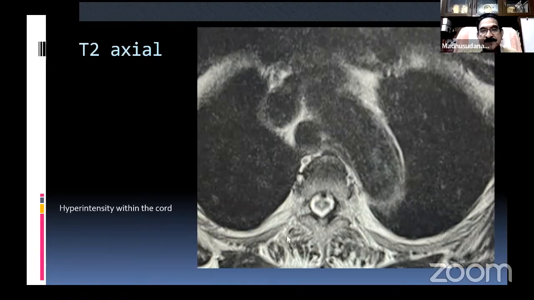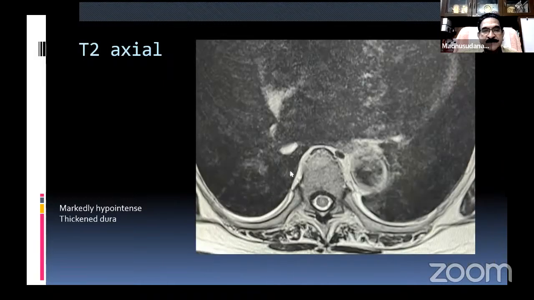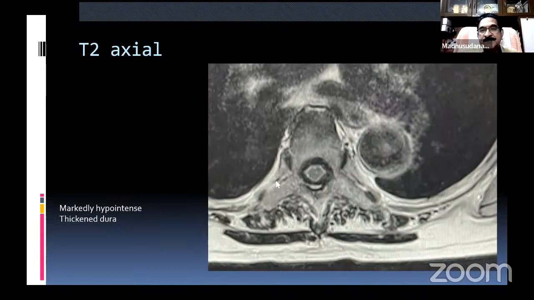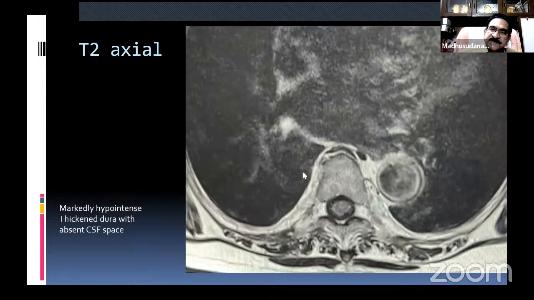Now let us see this screenshot once again. Hyperintensity within the cord. Another cut. Now look at what is happening. Markedly hypointense thickened dura. When it comes down, the dura becomes more thickened, and the space becomes more narrow. That's the thickened dura. Now here the CSF is totally obliterated. The entire thickened dura is surrounding the cord without any CSF space. Again, you can find a thin rim of CSF, the rest is thick, dark dura.